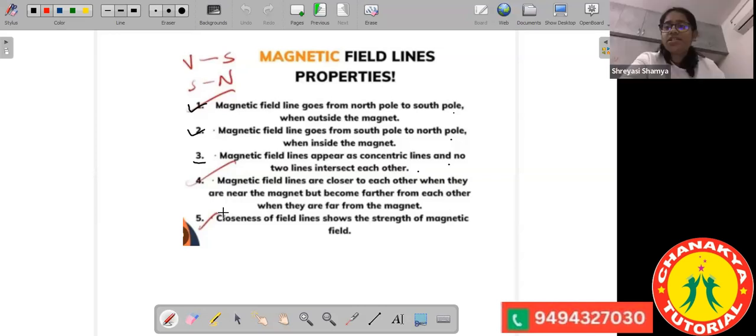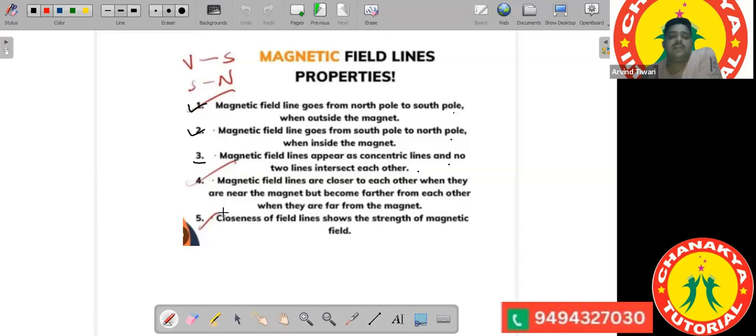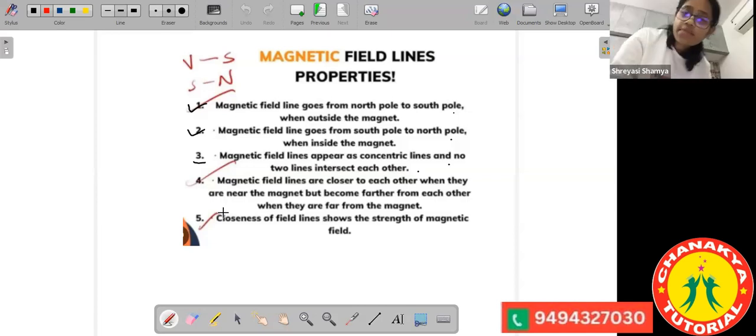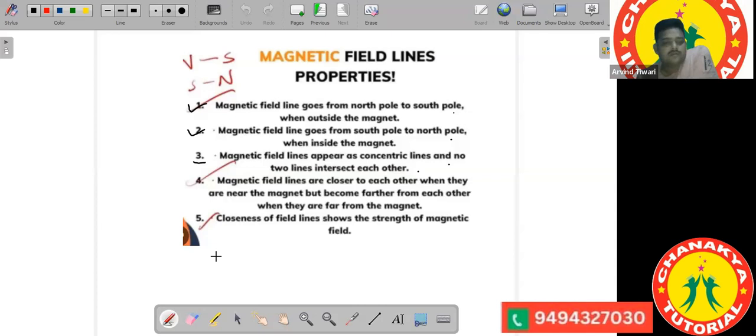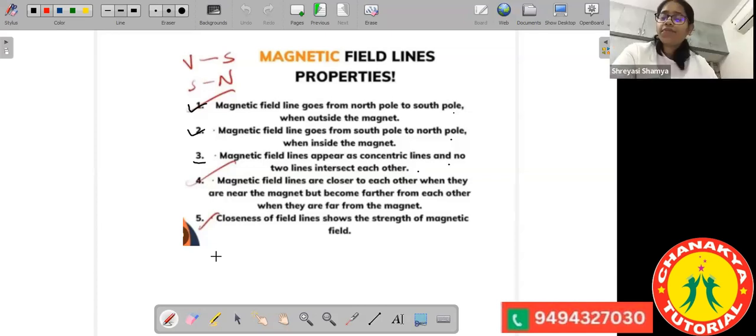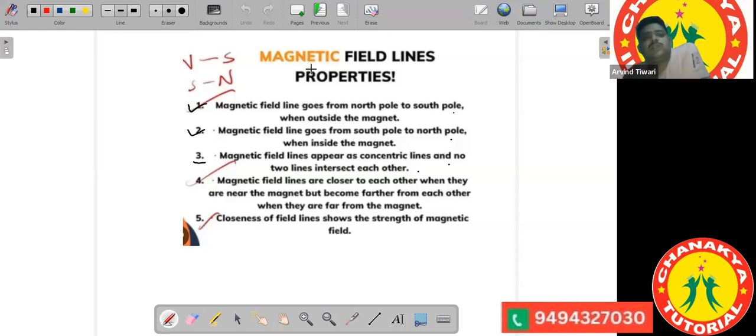Sir, what do you mean by strength of magnetic field, sir? Strength of magnetic field, how strong the field is over there. Sir, is it the force between the lines? Is it the amount of force between any two or more lines? No, not between any two lines.